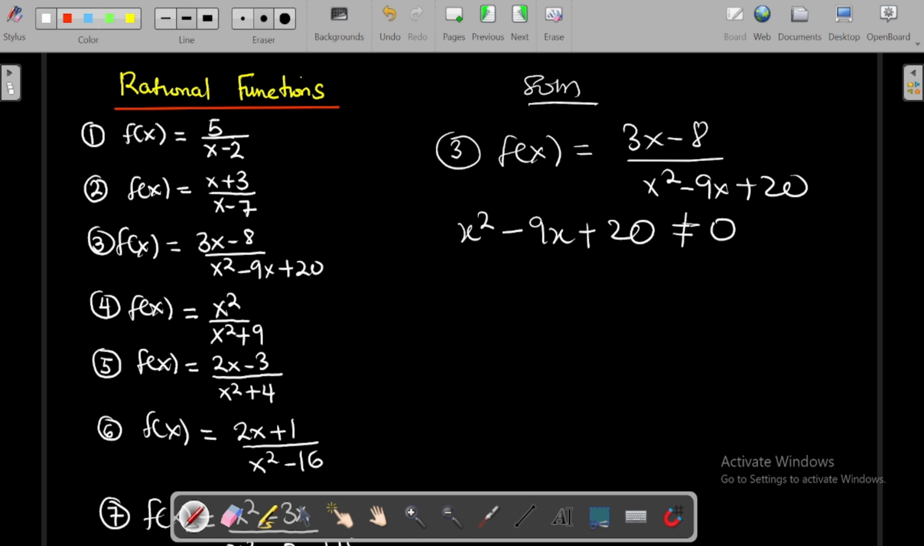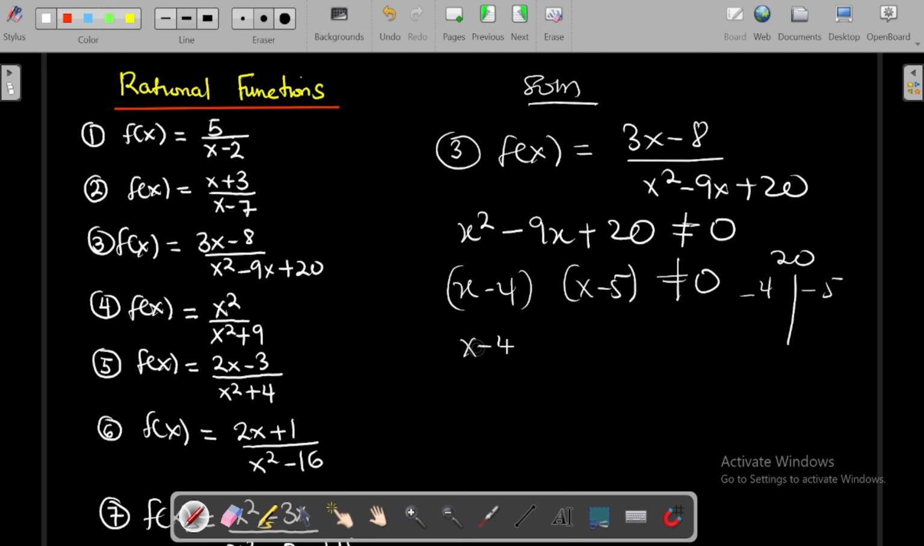Once we have this, we have a quadratic expression, and we can solve it as a quadratic equation. Now, when we are looking for factors of 20 that will add up to give you negative 9 and multiply to give you 20, I think we'll have negative 4 and negative 5, right? So from here we can say that x minus 4 multiplied by x minus 5 is not equal to 0.